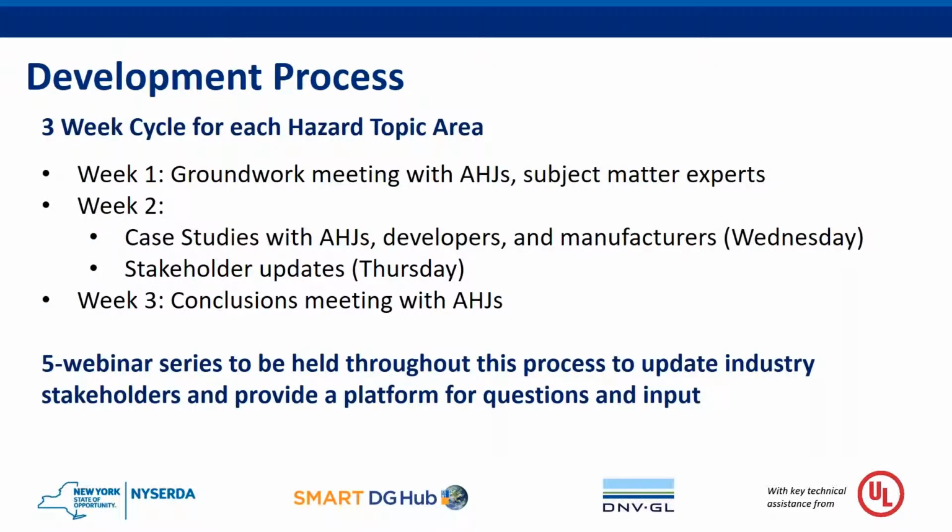So this 3-week cycle that I just mentioned will be happening for each one of the topics just mentioned. The first week is a groundwork meeting with the AHJs and some of the main subject matter experts in that topic area. The second week, we're bringing in organizations or companies to present case studies to the AHJs. Developers and manufacturers will be showing them how they've been using the data and how they're going about thinking about these designs. The second week, we're also having the stakeholder updates, which you're at currently, to give you an update on the conversations and conclusions that we've been trying to reach. Third week is a conclusion meeting with the AHJs around this topic area to close it off and figure out if there are any outstanding questions that we have to address afterwards.